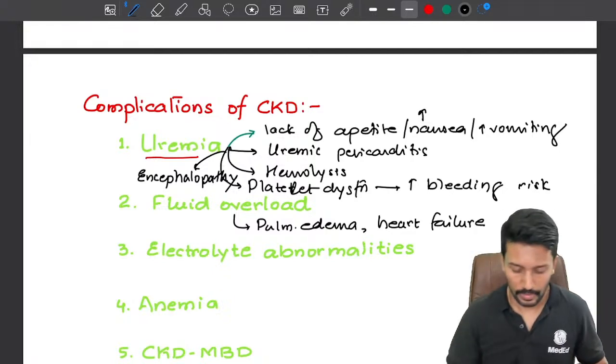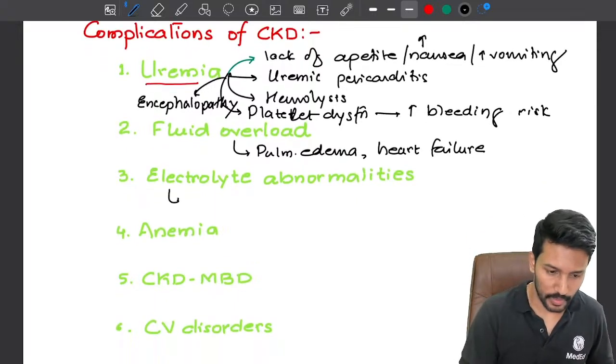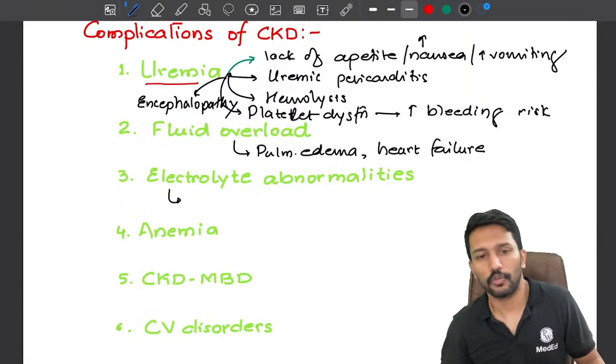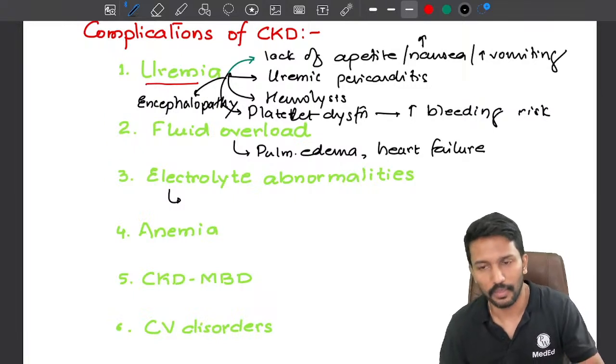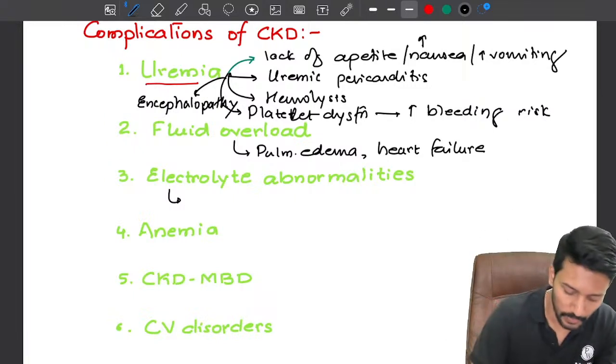Okay, then plenty of electrolyte abnormalities, right? What are the anticipated electrolyte abnormalities? Number one, the kidneys are supposed to eliminate potassium, right? And once they are not able to eliminate potassium, hyperkalemia is certainly a concern.